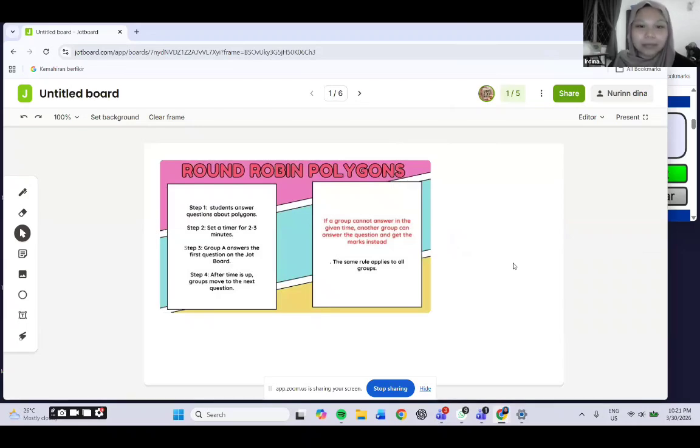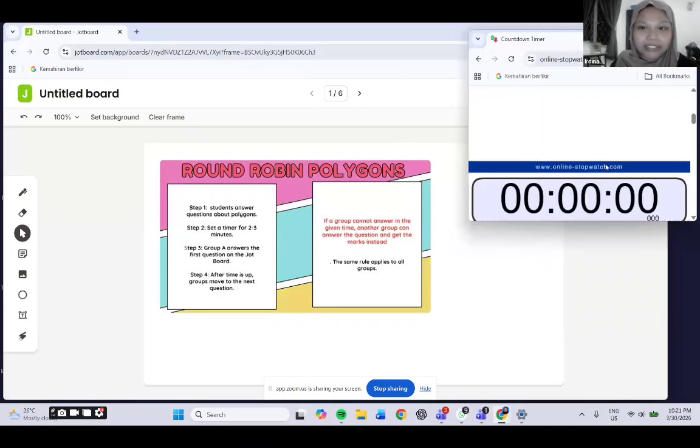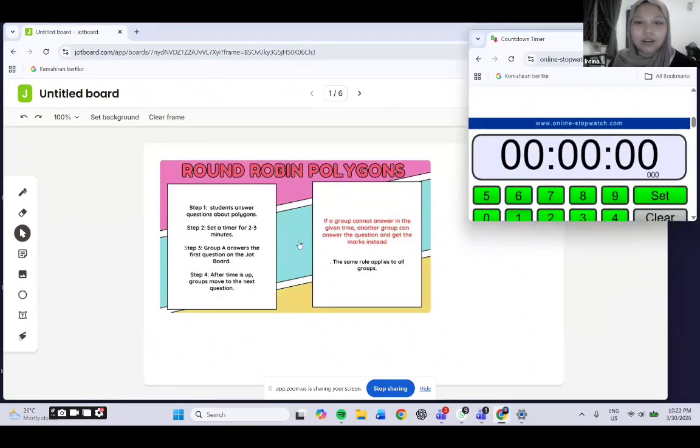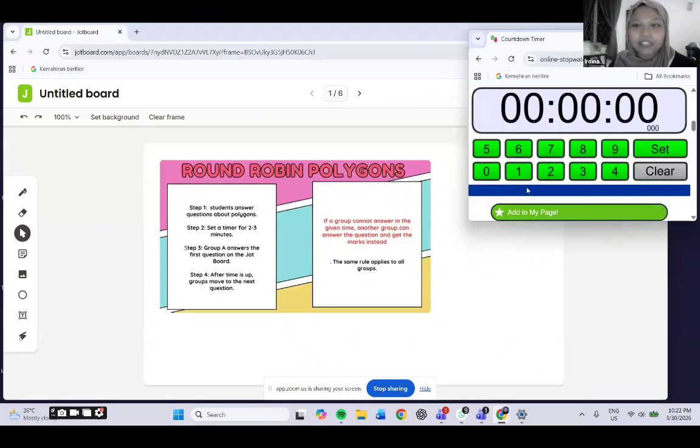So for example, maybe Adonia can start first, and then the next person. Basically, you just answer a question on the jam board. I will set the timer. Maybe each question is around 1 to 2 minutes, depending on how hard the question is. If the timer is up but you did not answer the question fully, the next person will answer it for you. So if a person cannot answer the question in the given time, another person can answer the question and get the mark instead. It applies to all students in the class. So I will share.